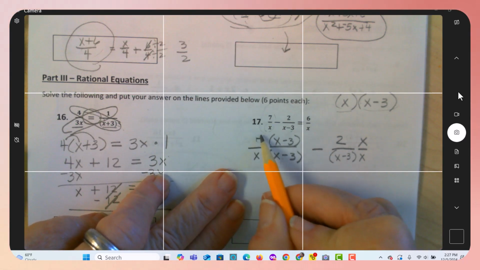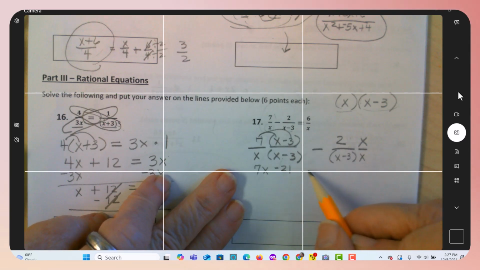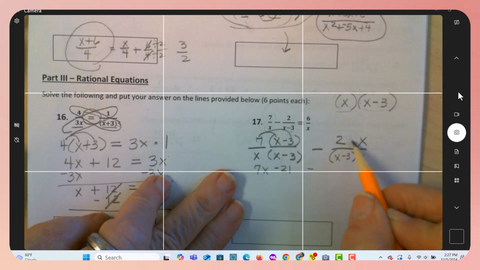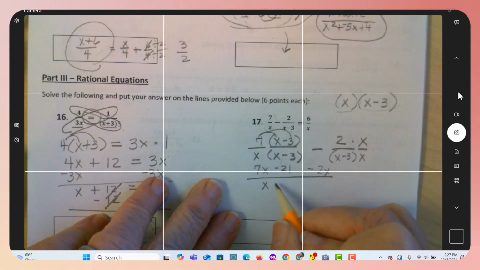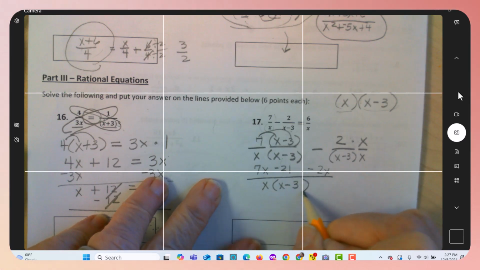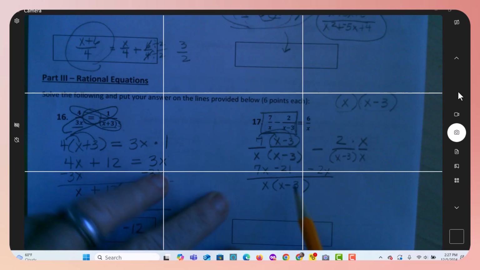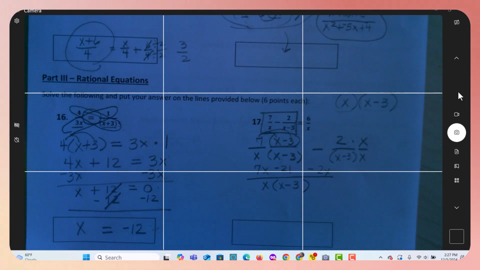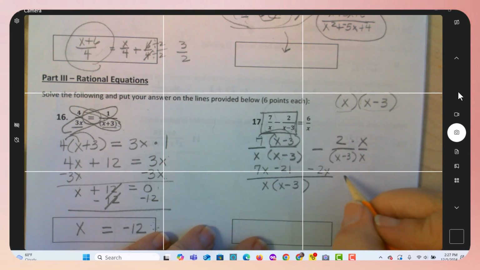Okay, now let's simplify this and then try to combine the left-hand side. So on this numerator we have 7x minus 21, okay, minus 2 times x, or 2x, all over, and we have a common denominator, so let's write that x times x minus 3 as our common denominator. So we've simplified the left-hand side. That's what this is when we simplify it. Okay, now let's write equal and then put 6 over x.